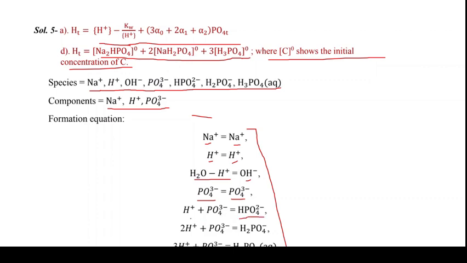For HPO4 2 negative, we need H plus plus PO4 3 negative. For H2PO4 negative, similar equation, but one more H. And for H3PO4, similar equation with one more H. Okay, so 3H plus PO4 3 negative. Note it down so that we can move forward to the next part of the question.